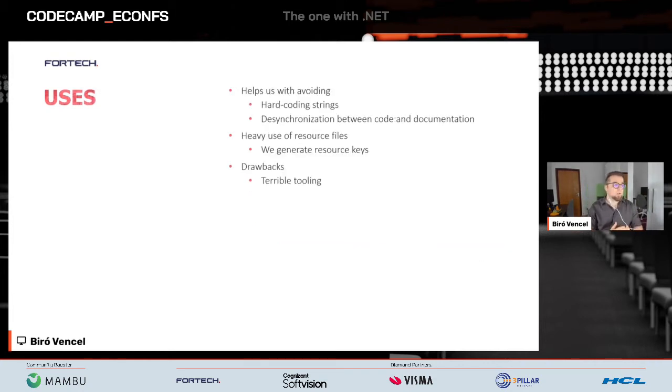In general, we use T4 templates to avoid hard coding strings and desynchronization between code and documentation. For example, our application has a lot of resource files, and they need to be directly accessed by a resource reader.